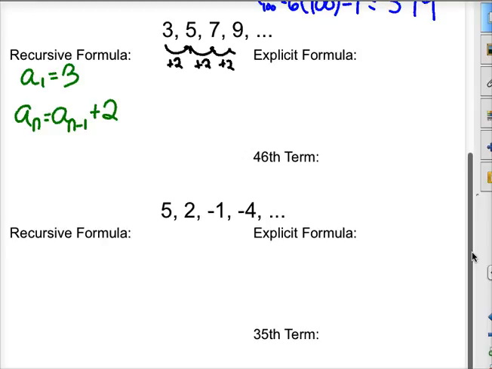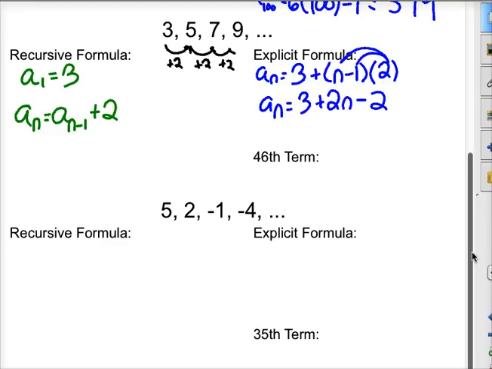Explicit, I have to plug in the numbers. So A1 is 3 plus, then again, always leave that n minus 1. That n is like your variable. And this time my d, that common difference I'm adding, is going to be a 2. So to clean this up a little bit, I'm going to distribute that 2. So I get 3 plus 2n minus 2. And I combine my like terms. So 3 minus 2 is going to leave me a positive 1.